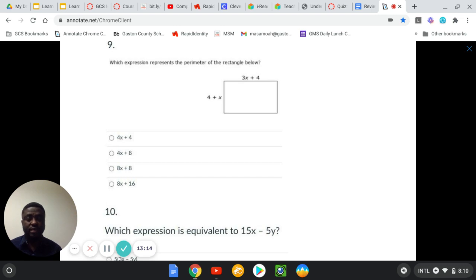A rectangle or a square. The perimeter of a rectangle goes by 2 of the length, you add them, 2 of the length, plus 2 of the width. So we have 2 of the length and 2 of the width. So this is my width and this is my length. So I have 2 of the length, which is 2 times 3x plus 4. 3x plus 4.